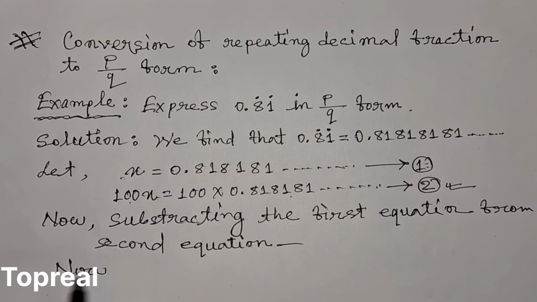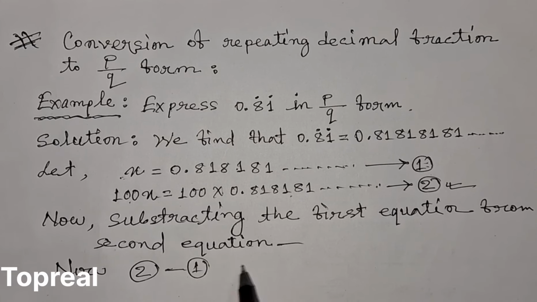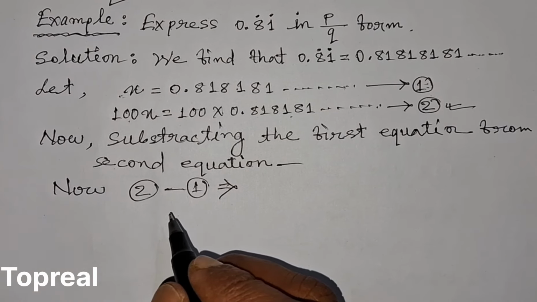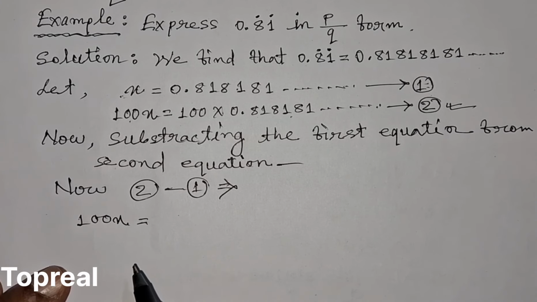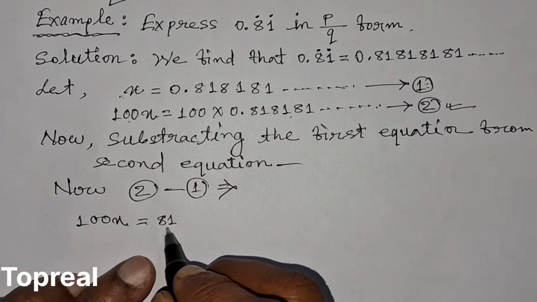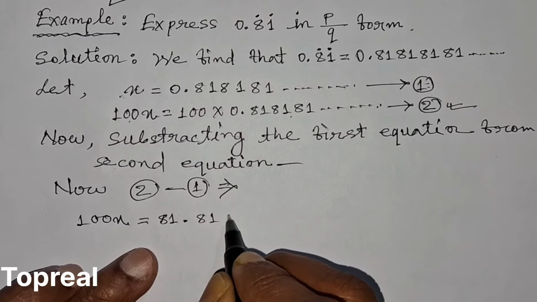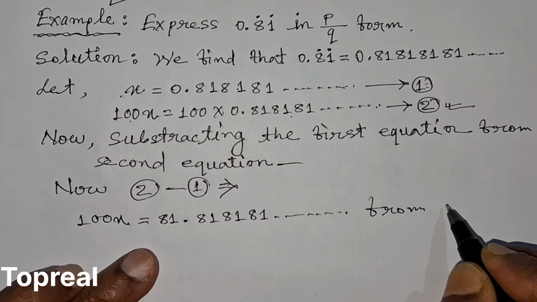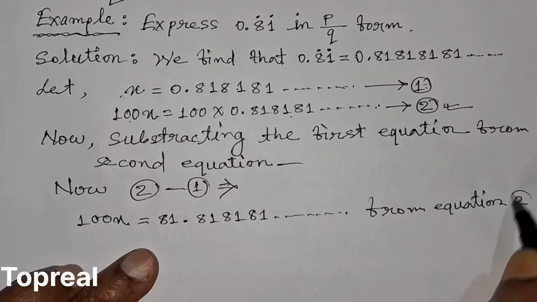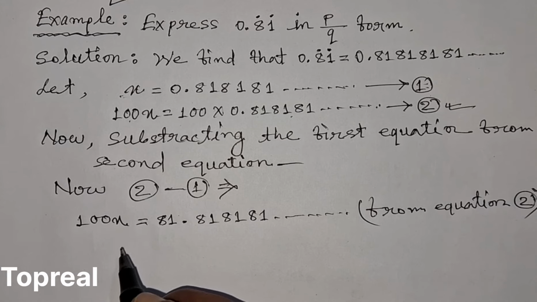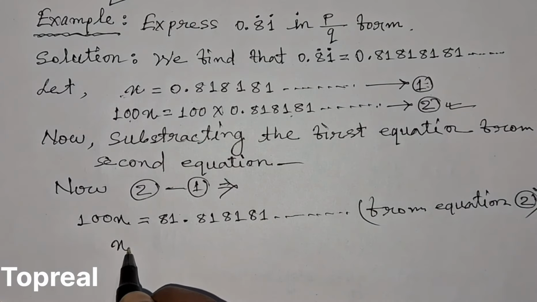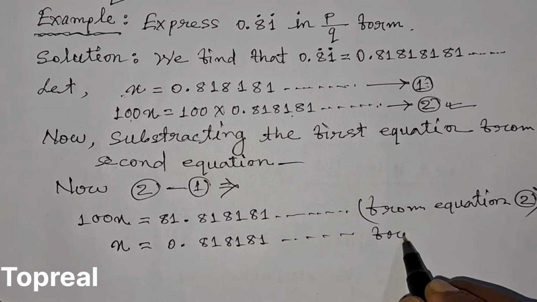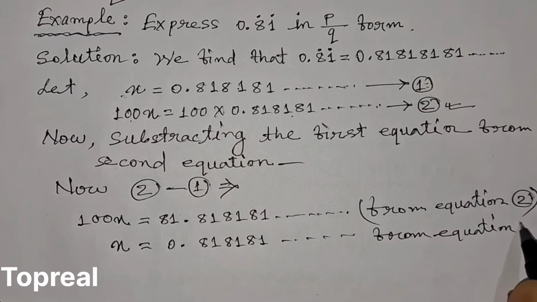Now equation number 2 minus equation number 1, we can write it. 100x is equal to 81.818181 from equation 2, and the first equation, x is equal to 0.818181 from equation 1.